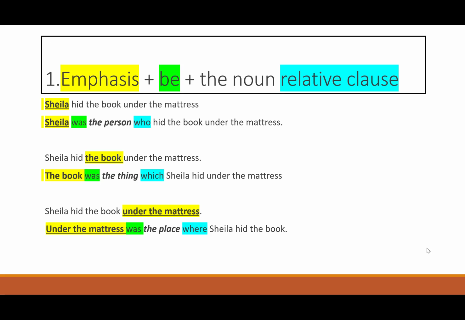Then look at under the mattress. It's a place, it's a position. So we use the place instead of the person or the thing. Then we use where as the relative pronoun. Then you continue the sentence. Under the mattress was the place where Sheila hid the book.